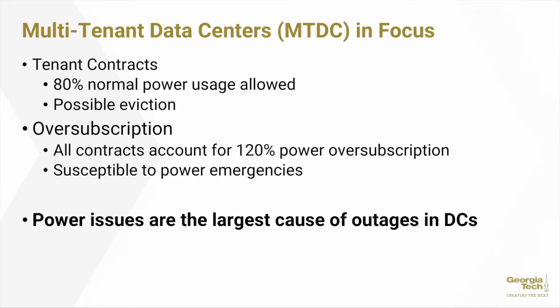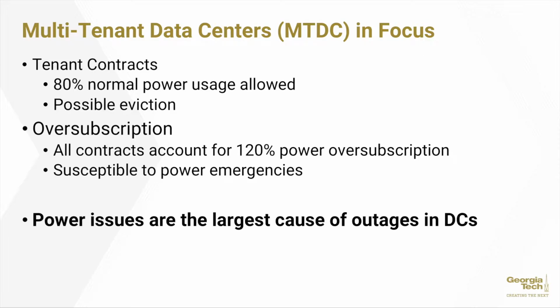Let's go back and take a look a little bit deeper into multi-tenant data centers and why they are susceptible to power attacks. The typical setup for tenants within a multi-tenant data center involves contractual agreements. These contracts allow a tenant to draw a certain amount of power. Now, they cannot always draw this full power. It's typically limited to about 80% power draw per month of their total capacity, and if they go over a certain amount, then it's possible that these tenants could be evicted.